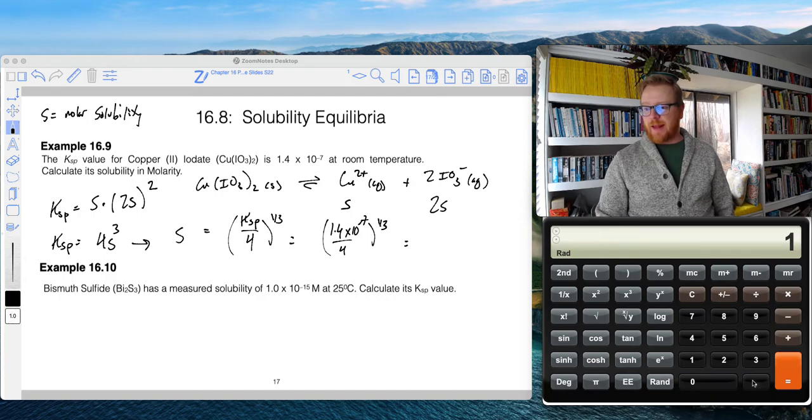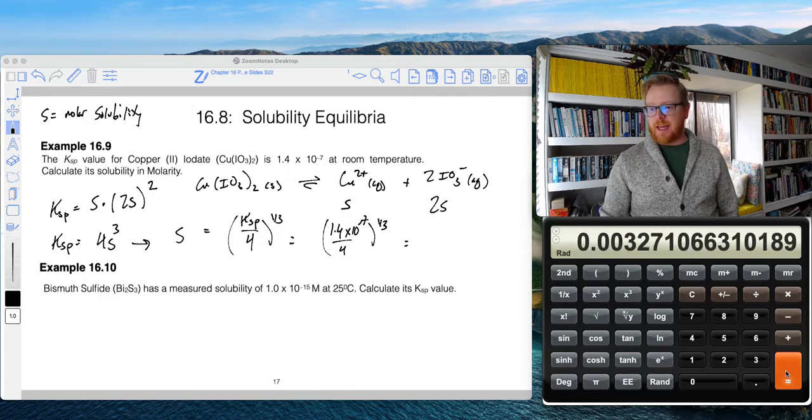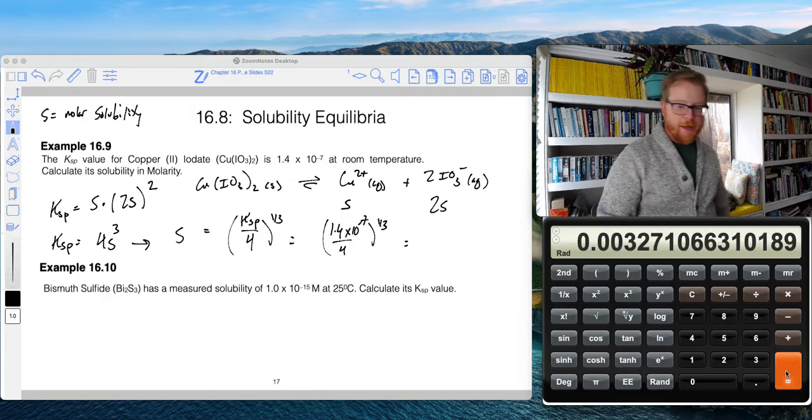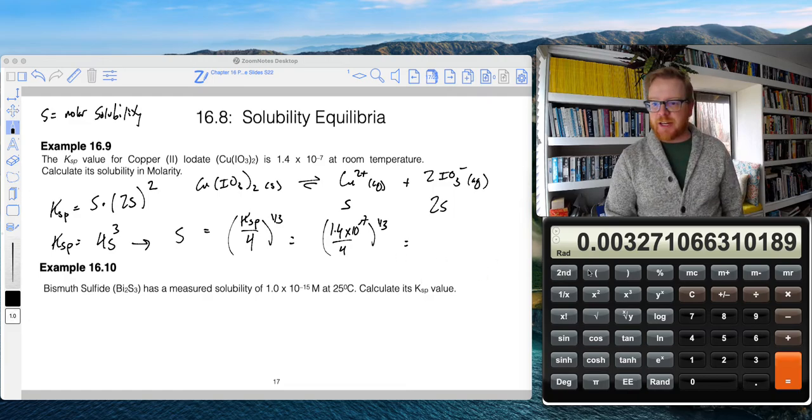So let's do that in the calculator. 1.4 E minus 7. And now we'll say divided by 4 equals. And then now there's a couple ways I can do it. On this calculator, I can say this button and push the 3, which would be the same as taking this to the 1/3 power. Okay. And to 2 significant digits, I get 0.0033. And that's going to be in molarity.